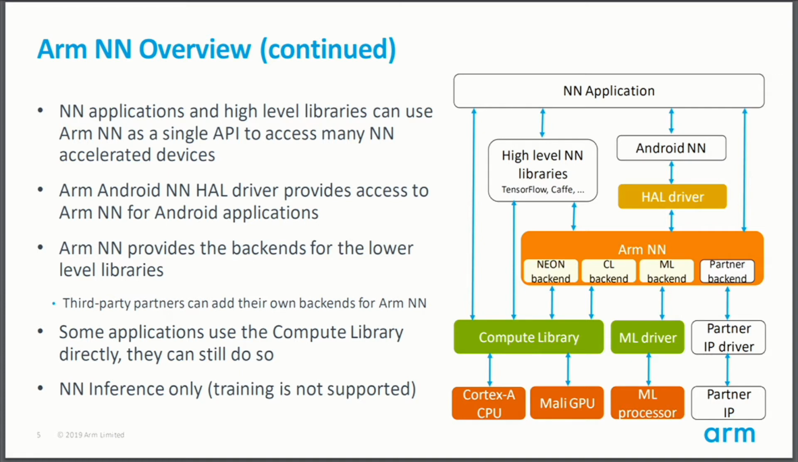So we have the Neon backend, the OpenCL backend. We have a new machine learning backend coming soon. And third parties can add their own backends to the Arm NN library if they want to. But you'll have to do all the work. Just to say, Arm NN does inference only, it does not do training.